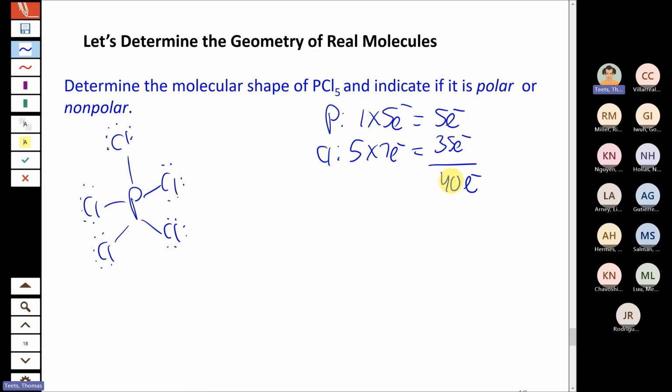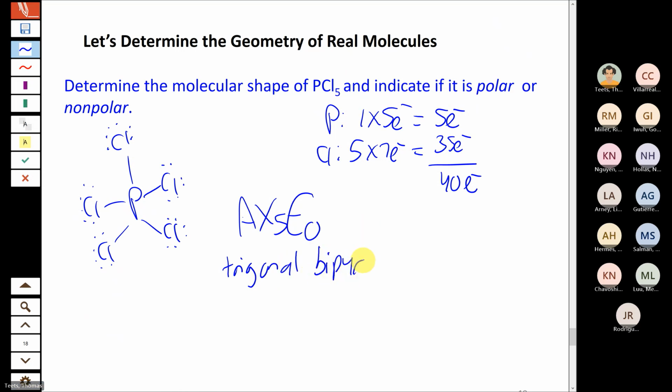And so this is going to be an AX5 structure, or AX5E0 if we want to indicate that there's no lone pairs. But because it's a structure that has no lone pairs on the central atom, we would predict that it is going to be trigonal bipyramidal. And nonpolar. All right, so no lone pairs on the central atom typically leads us to the prediction of it being nonpolar.